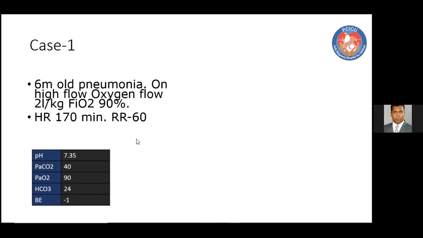So I said, whenever you are doing a blood gas, think about the clinical picture of the patient and think what you expect in this patient. So this is a 6-month-old pneumonia patient on high flow, and the patient is having a very high respiratory rate, which means the minute ventilation is high. So you expect these patients to have a kind of alkalotic picture, because they normally wash out carbon dioxide. That's the normal picture in pediatric patients.